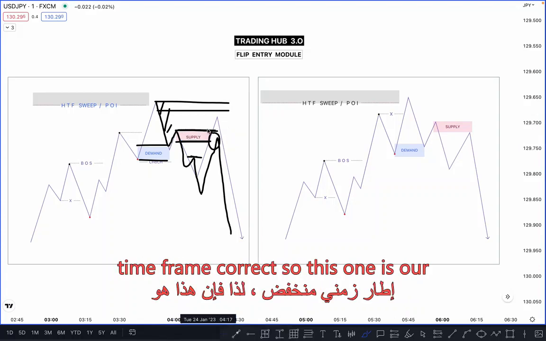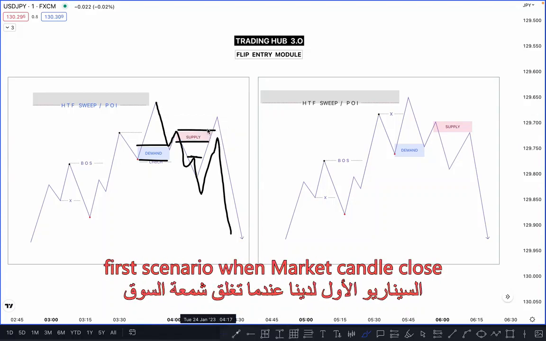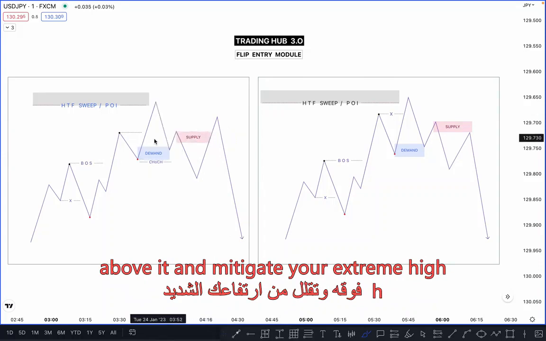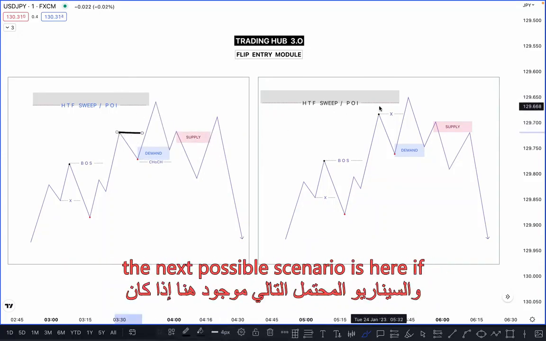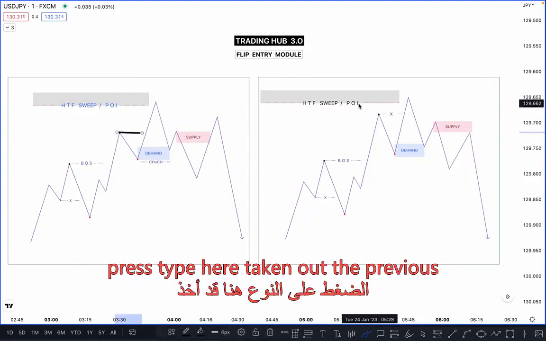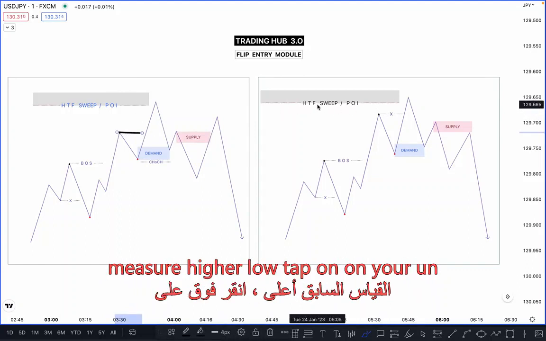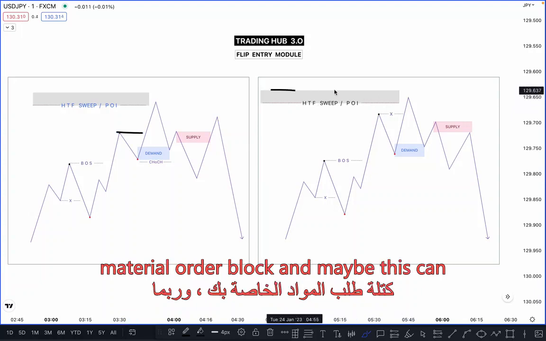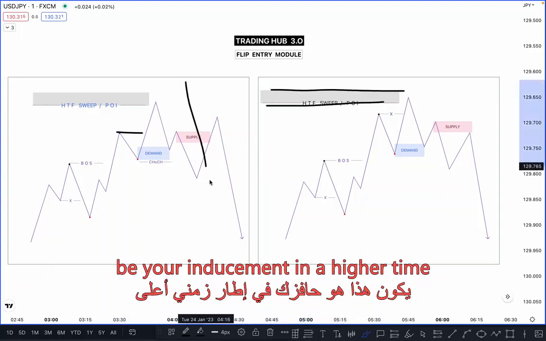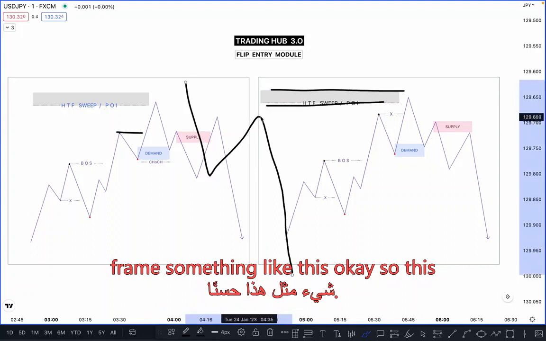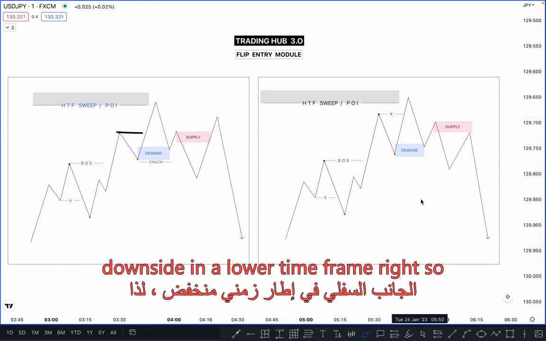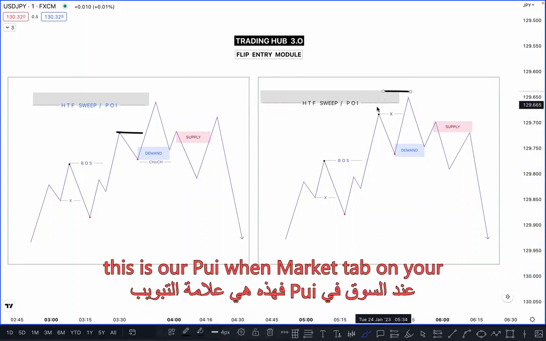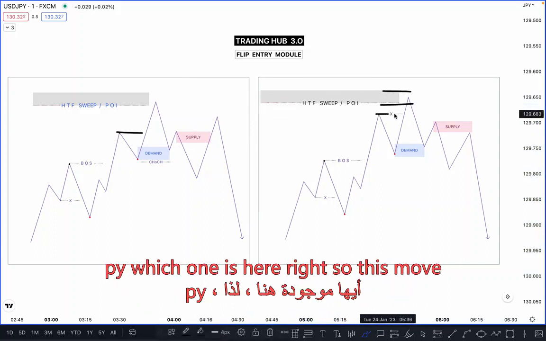So this one is our first scenario, when market candle closes above it and mitigates your extreme high probability PI, which one is here. And the next possible scenario is here, if price taps here, takes out the previous minor high or low, taps on your unmitigated order block, and maybe this can be your inducement in a higher time frame, something like this, okay? So this can be inducement, tap here and then push downside in a lower time frame, right? So this is our PI when market taps on your PI, which one is here, right?